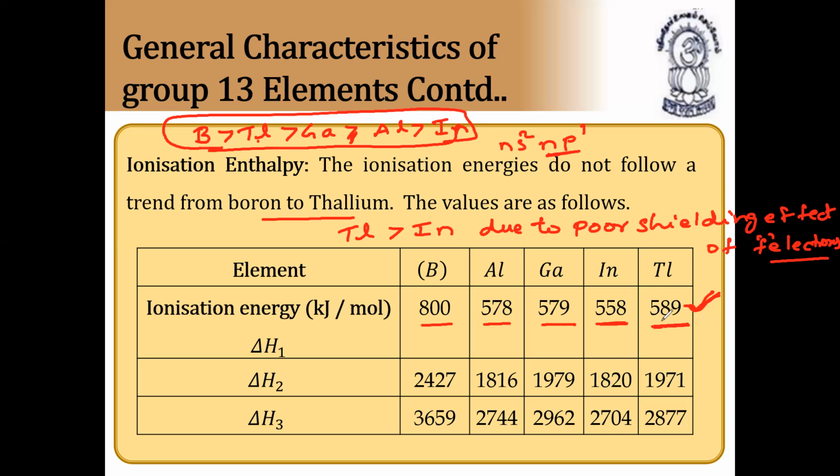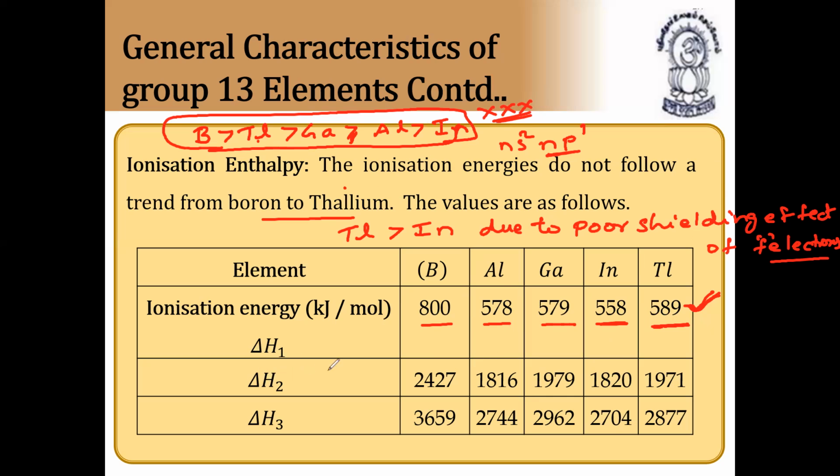As the outer electrons come closer to the nucleus, more energy is required to remove them. So the ionization energy of thallium is greater than indium, gallium, and aluminium. Please note this. This order is very, very important. Definitely they'll ask it in the examination.